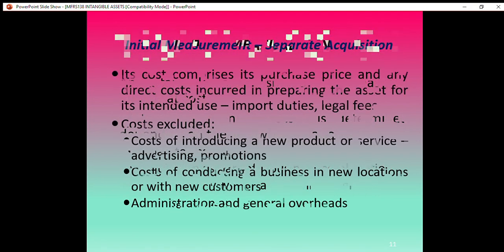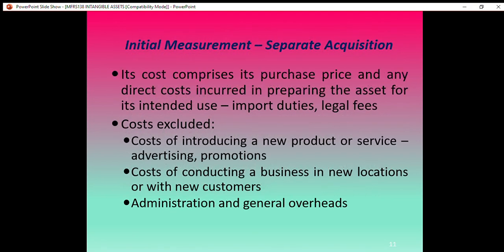Let's have a look at the first one. The initial measurement of an intangible asset through separate acquisition. If an intangible asset is acquired through separate acquisition, it must be measured at its cost. The cost comprises the purchase price and any direct costs incurred in preparing the asset for its intended use, such as import duties and legal fees.